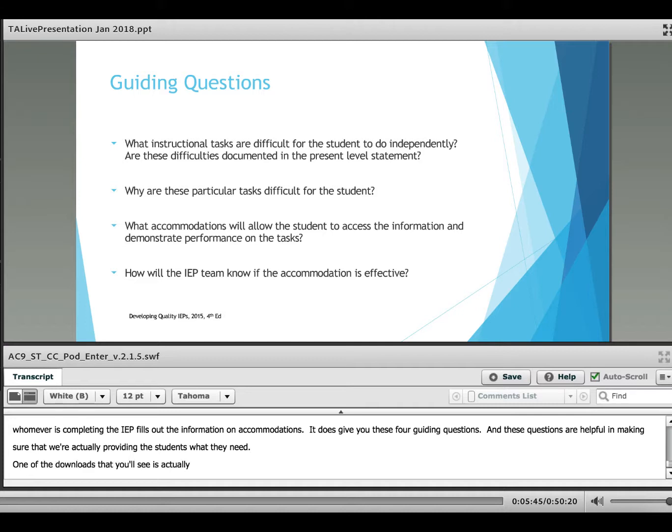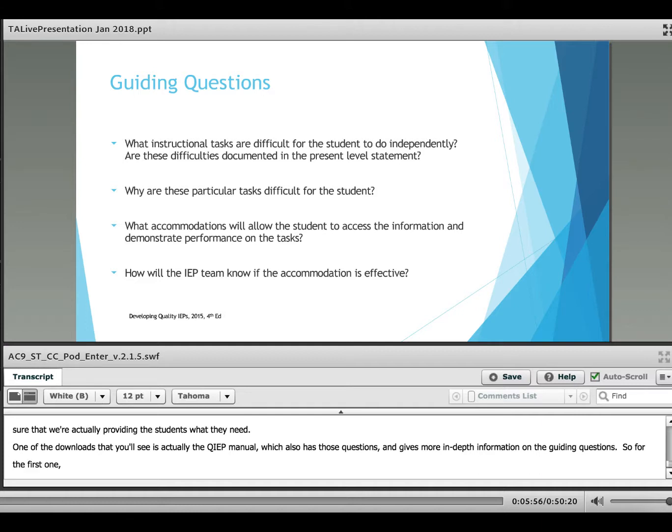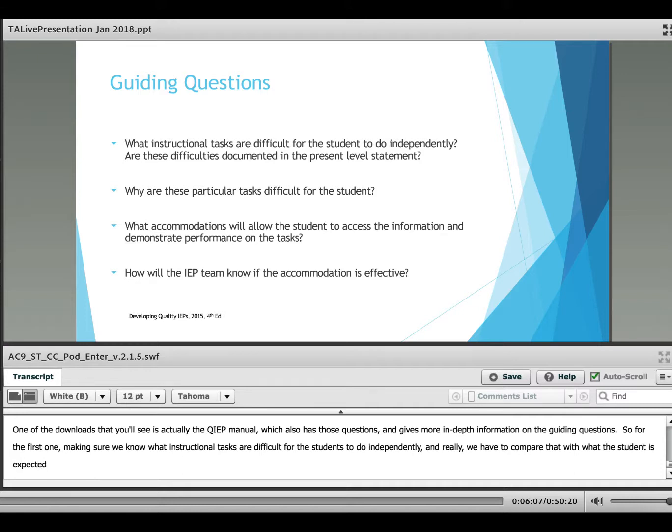One of the downloads that you'll see is actually the QIEP manual, which also has those questions and gives more in-depth information on the guiding questions. So for the first one, making sure we know what instructional tasks are difficult for the students to do independently. And really we have to compare that with what the student is expected to do in the general curriculum. And understanding, okay, what are they expected to do and what tasks are difficult for them to do.